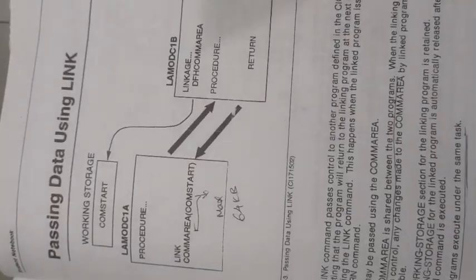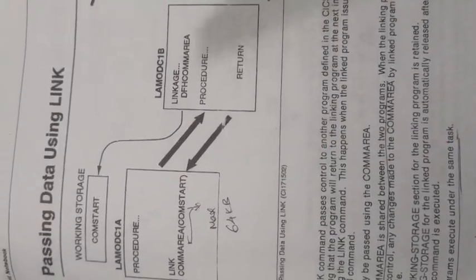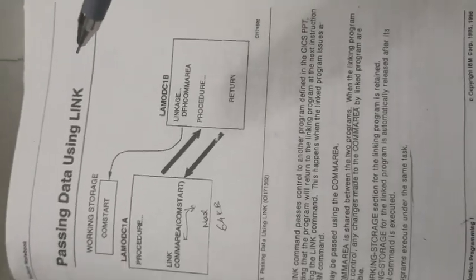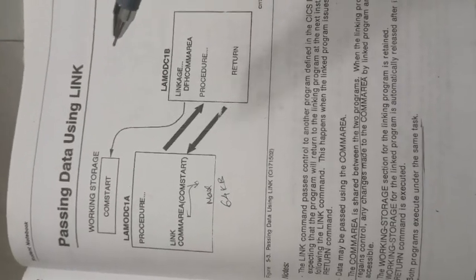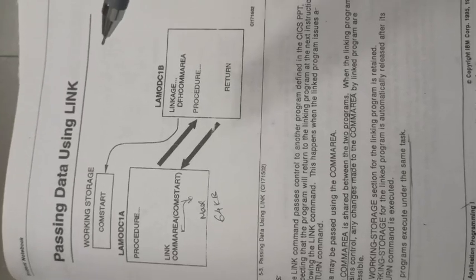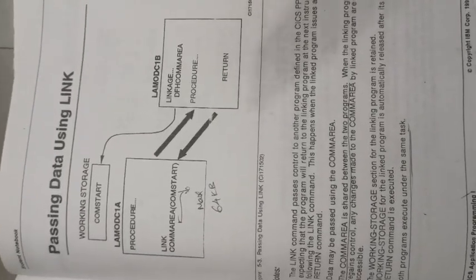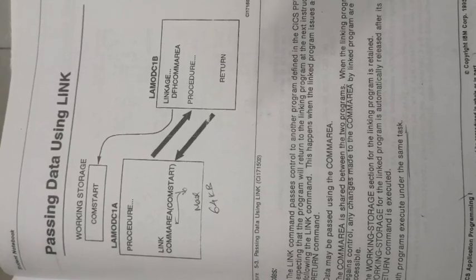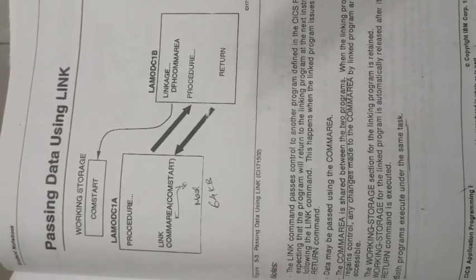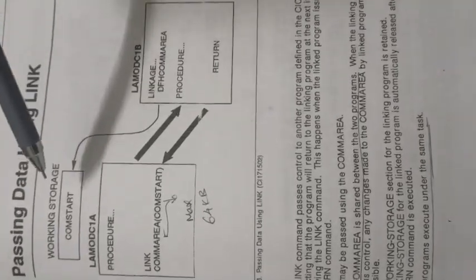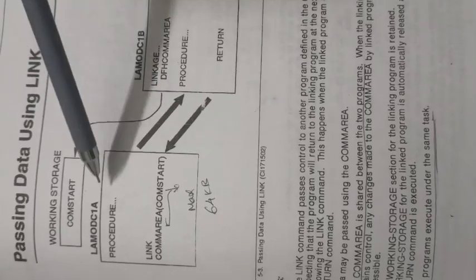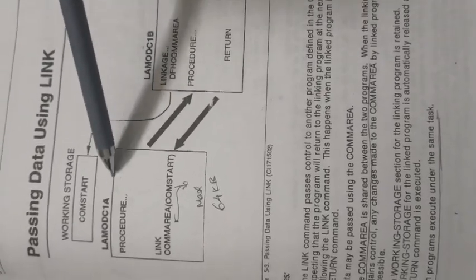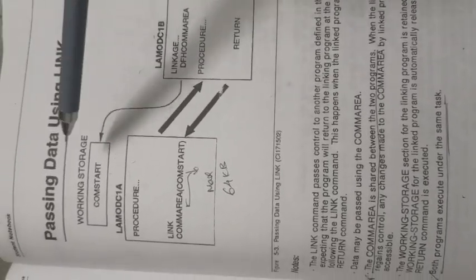Next, how to pass the data using the LINK command. This is the most important point. In 90% of interviews they may ask these questions: how to pass the data from one program to another program, and how to receive the data from program A in program B. Consider program A and program B, whether it is a main program or a subprogram, or both are main programs only.